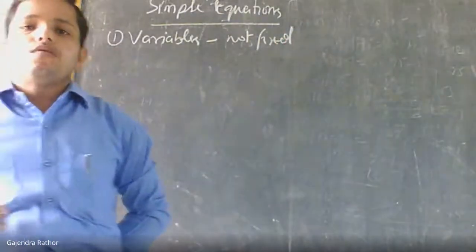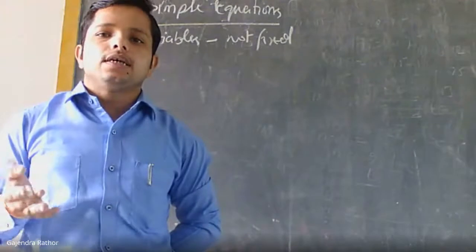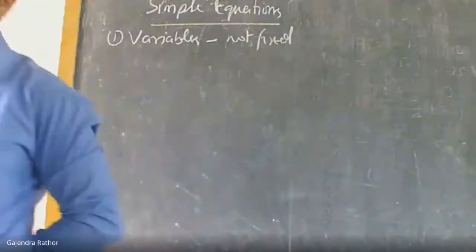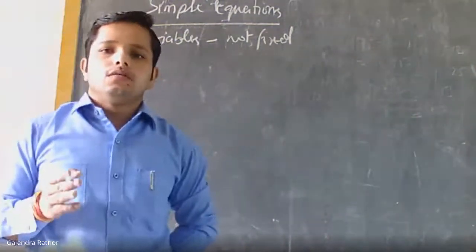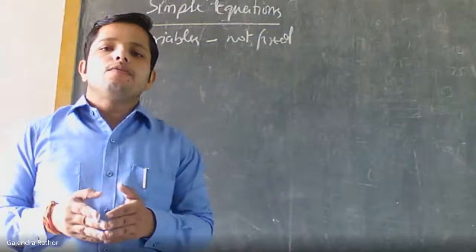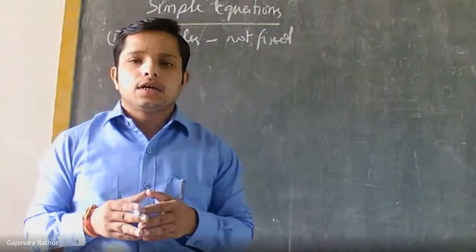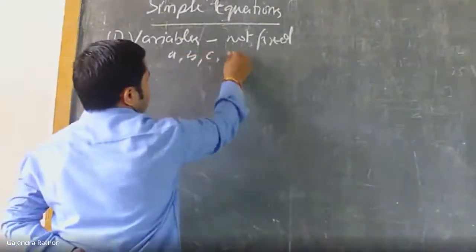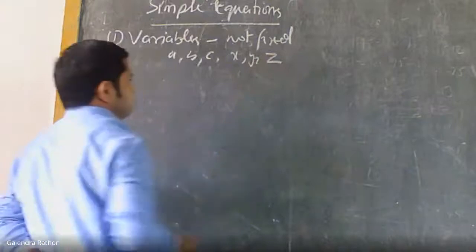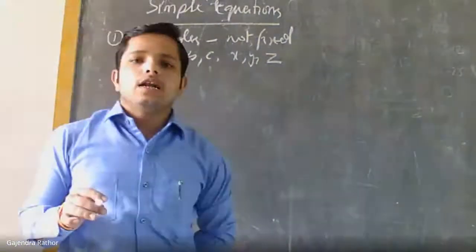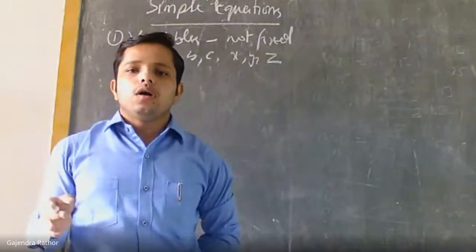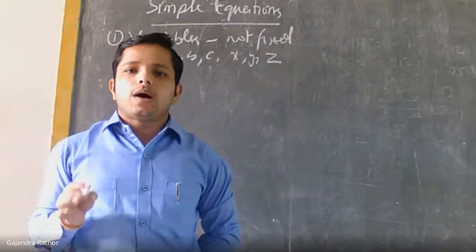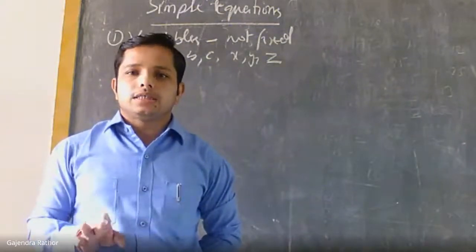In that chapter, we also discussed how we can represent the variables. Anybody remember? How can we represent the variables? We generally represent them by small alphabetical letters like a, b, c, or x, y, z. So once again, what are variables? Those whose value is not fixed. They can take any value, and we denote variables by small alphabetical letters.